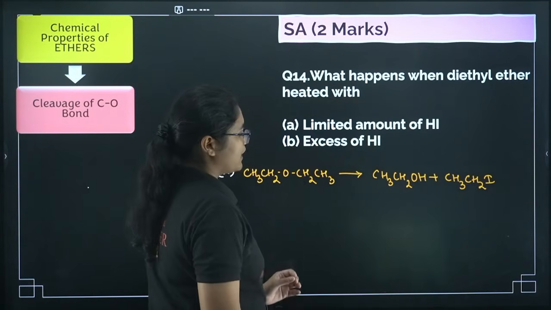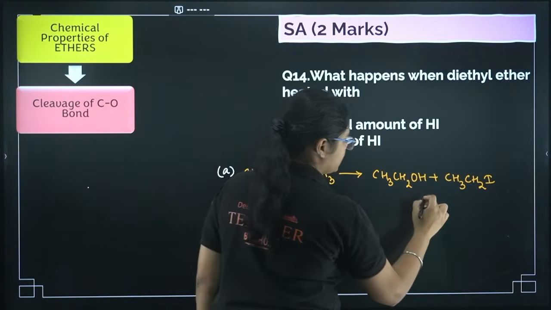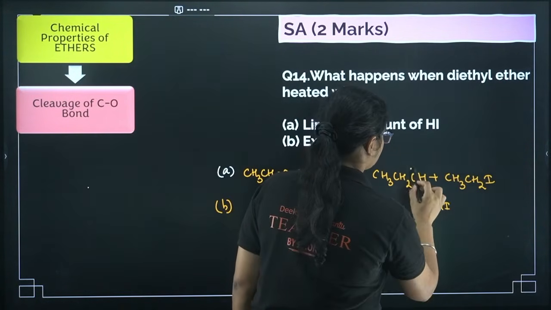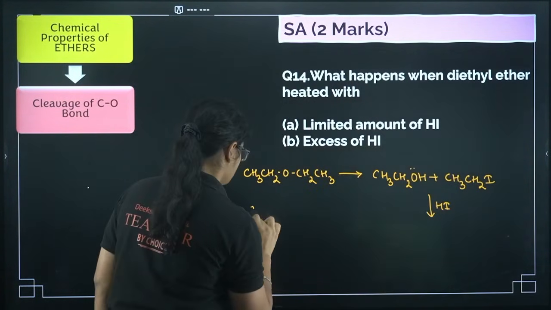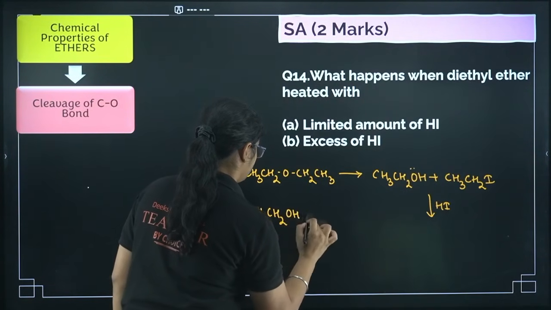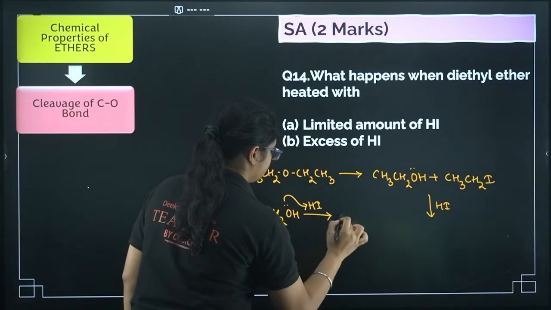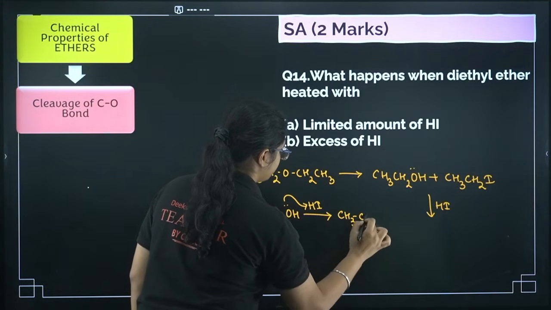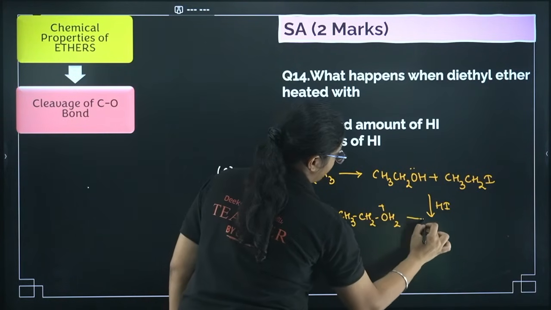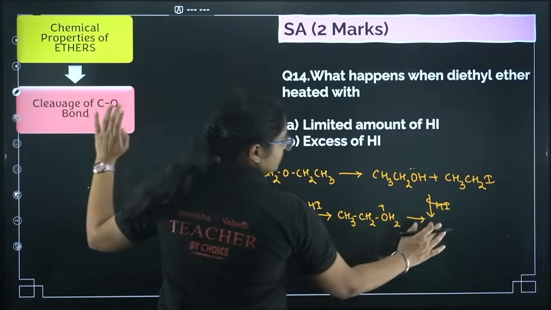Now what will happen when you heat it further, if you give further excess of HI? This one gets protonated. So CH3CH2OH is there, and when you treat it with HI, it gets protonated to CH3CH2OH2 plus. Then I'll erase this one.